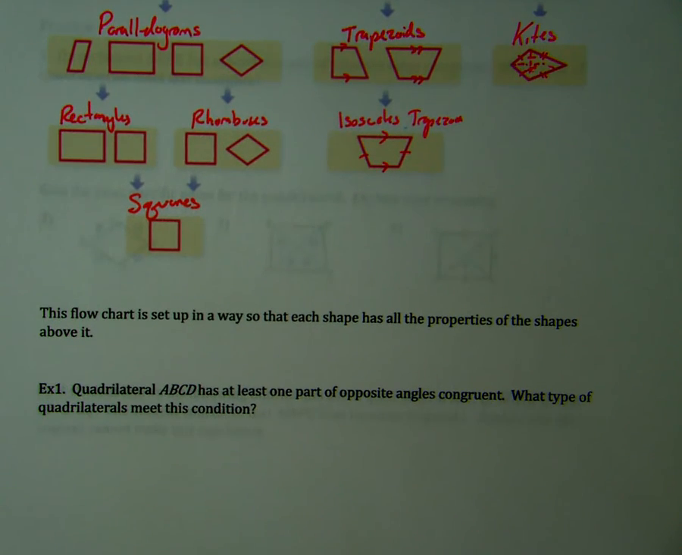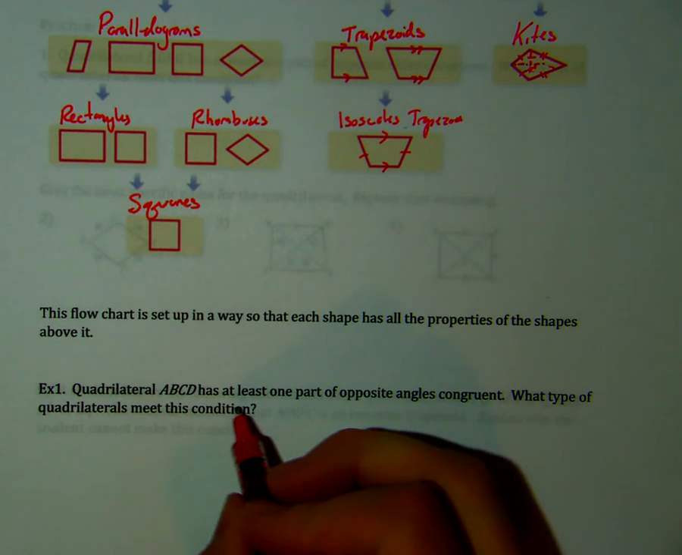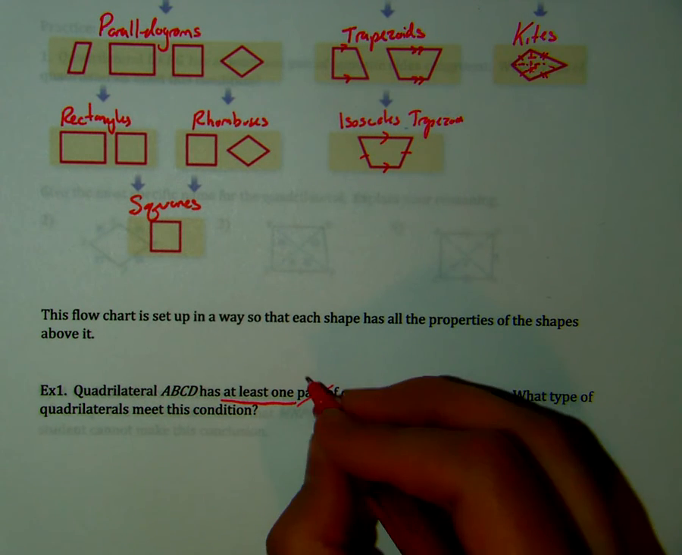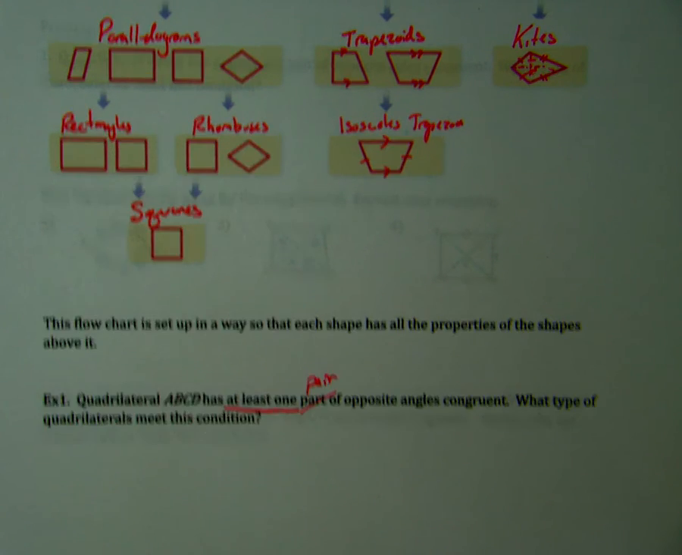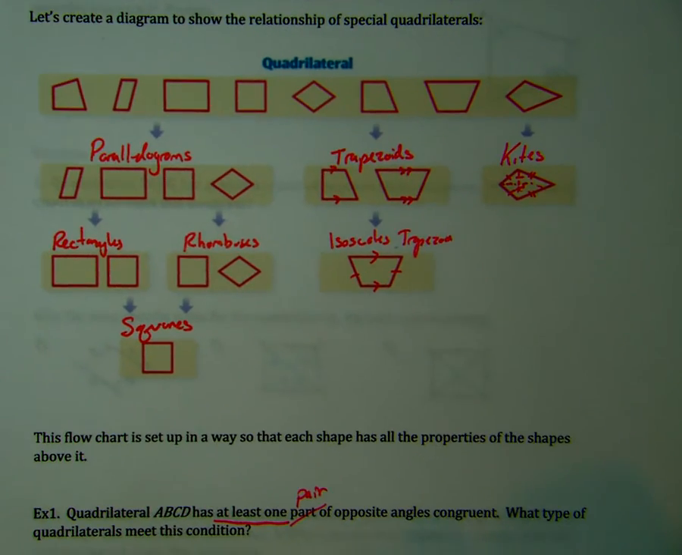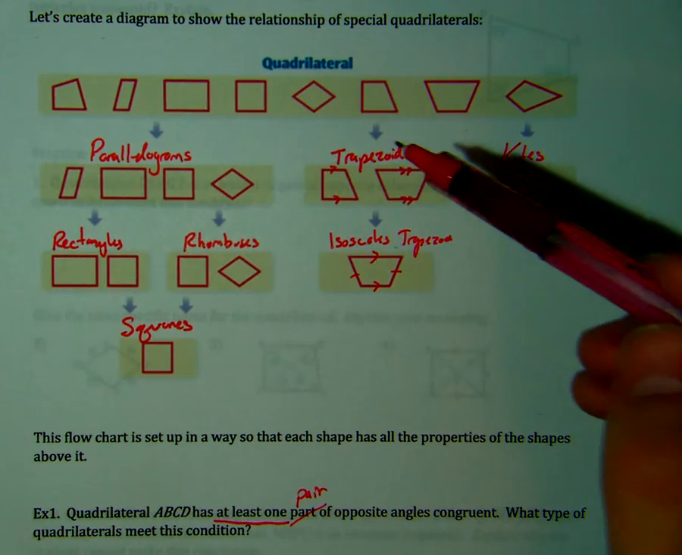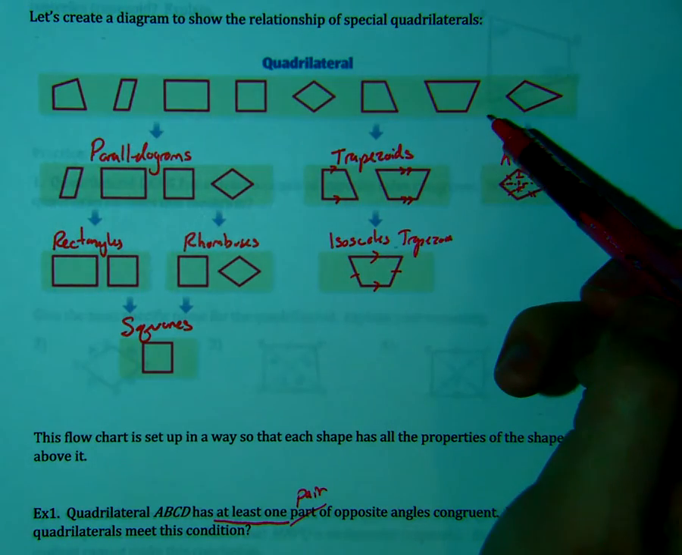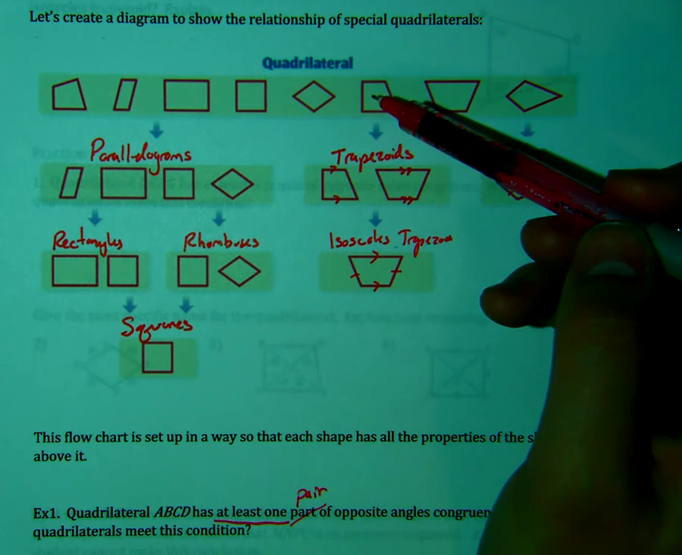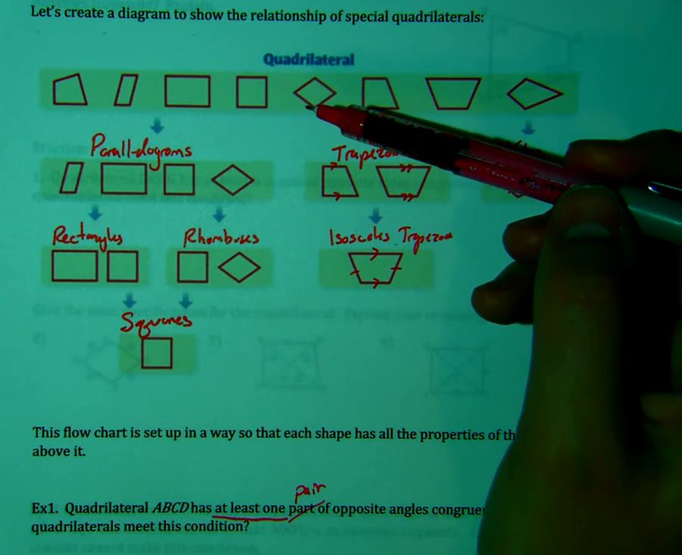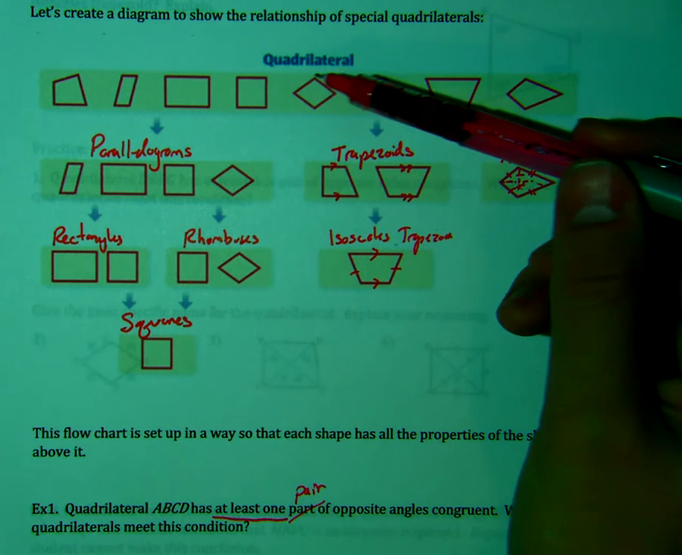Okay, so what you need to be able to do is answer a question like this. Say I tell you that a quadrilateral has at least one pair of opposite angles congruent. What type of quadrilateral meets these conditions? So if you look up at the chart and ask yourself which one of these has at least one pair of opposite angles congruent? Quadrilaterals will pretty much never be the answer as far as saying yes to something. Quadrilaterals will be the answer to a question like this if you say no to every other shape and you're just left with the boring quadrilateral.